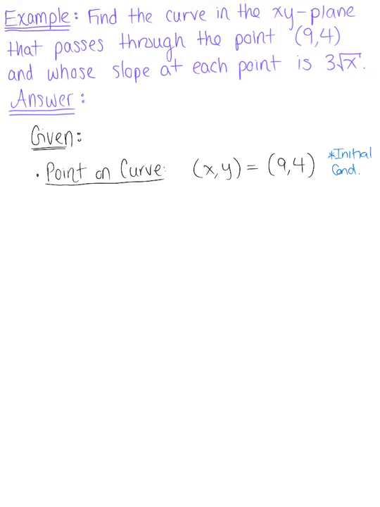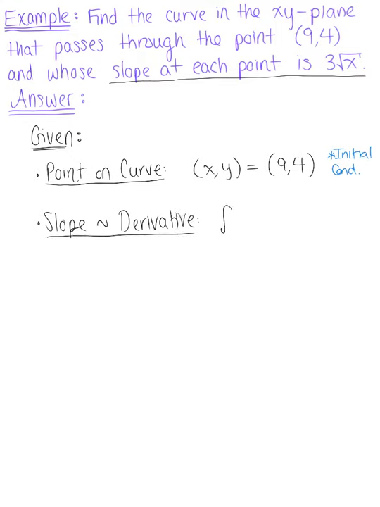And we're also given that the slope at each point is defined by 3 times the square root of x. So remember, the slope is going to be equal to the derivative of our curve at this point, or at any point x. So we can say that f prime of x is equal to 3 times the square root of x. And this question is asking us to find the curve that satisfies this slope and this point. So we want the particular solution.